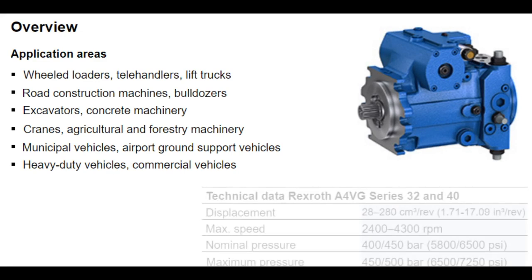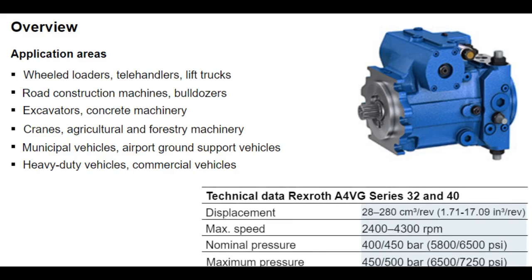The A4VG comes in 8 different sizes, from 28 to 250 cubic centimeters per revolution. Depending on size, the pump has a maximum speed range of 2,400 to 4,250 revolutions per minute at a nominal pressure of 400 bar, with temporary maximum pressure up to 450 bar. Since there are now applications in mobile hydraulics that require higher pressure levels, the latest version of the A4VG, the Series 40, is designed to have a nominal pressure of 450 bar and a maximum pressure of 500 bar.